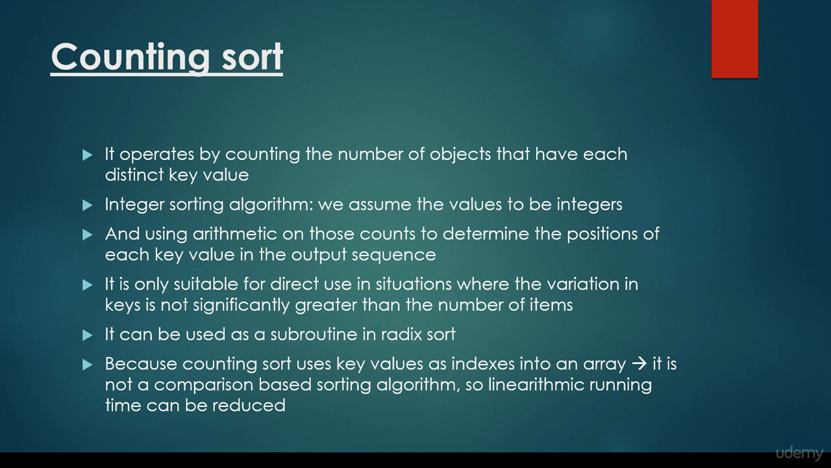It is only suitable for direct use in situations where the variation in keys is not significantly greater than the number of items. It can be used as a subroutine in radix sort. And because counting sort uses key values as indices into an array, it is not a comparison-based sorting algorithm, so linear arithmetic running time can be reduced to even linear running time.